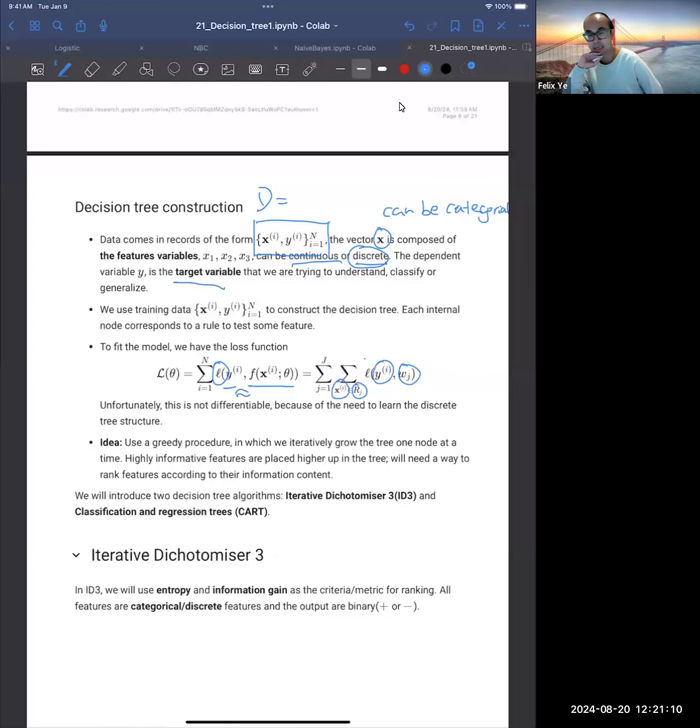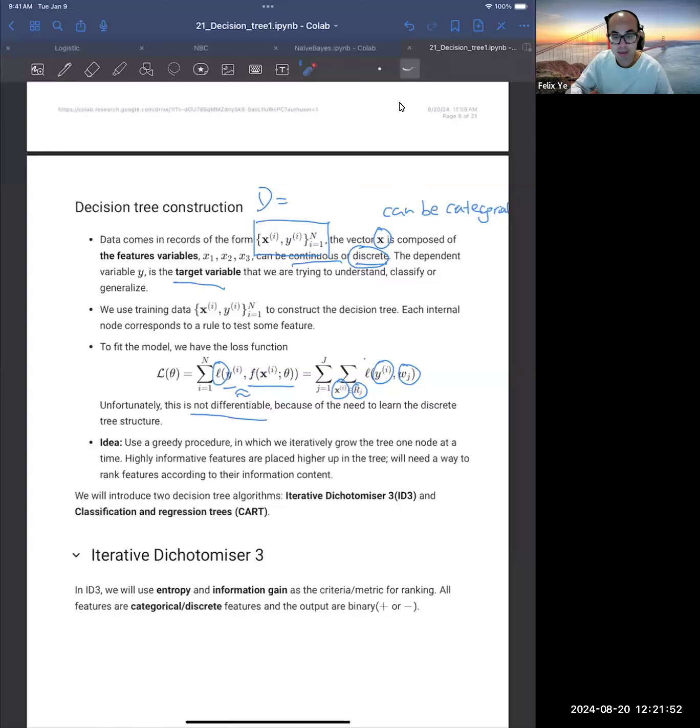Okay, but we know that for piecewise constant functions, one of the big issues is that this is not differentiable. That means I cannot take the partial derivative of L(theta) with respect to theta here. That's not possible. We cannot learn this discrete tree structure using gradient information. So everything that we learned from gradient descent will not work when we try to construct these decision trees.